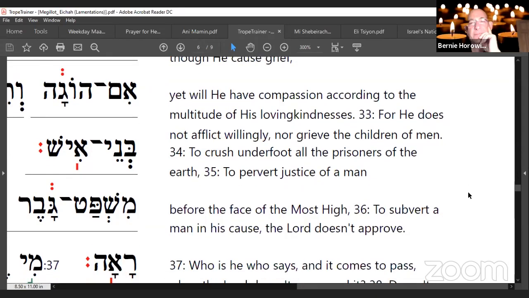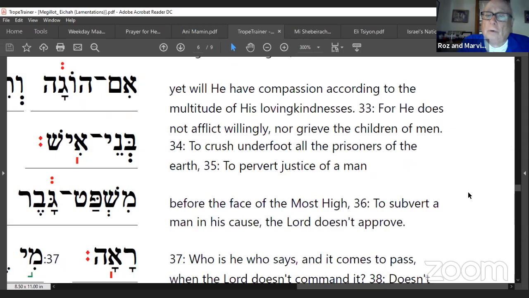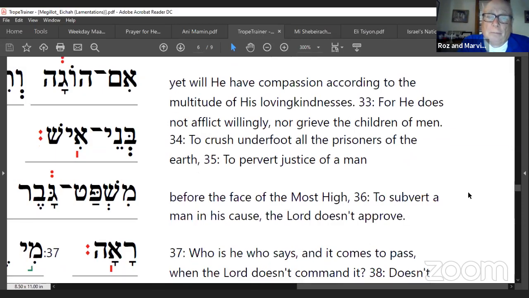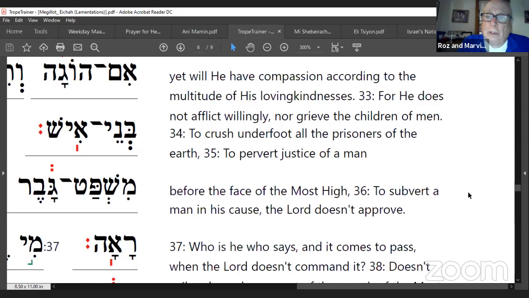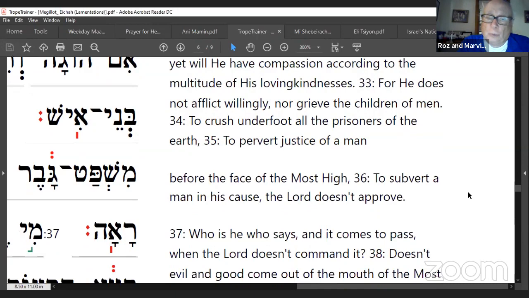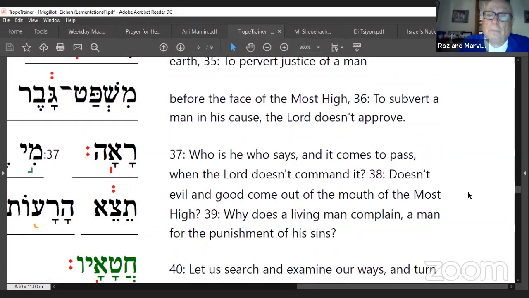33. For he does not afflict willingly nor grieve the children of men, to crush underfoot all the prisoners of the earth, to pervert justice of a man before the face of the Most High, to subvert a man in his cause, the Lord does not approve.